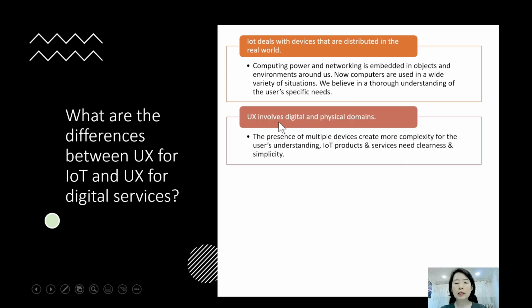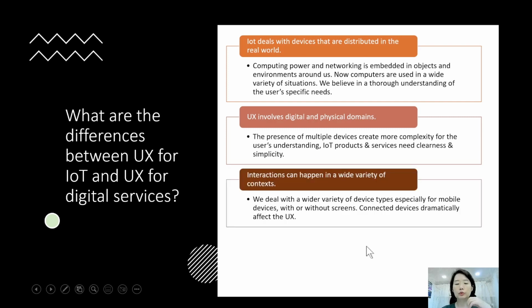The next is that user experiences involve digital and physical domains. The presence of multiple devices creates more complexity for the user's understanding. IoT products and services need clearness and simplicity. Because say, for example, in an agriculture plantation, you might have hundreds or thousands of sensors installed. So how do you actually involve the user? The services that you create must be clear and very simple to use.